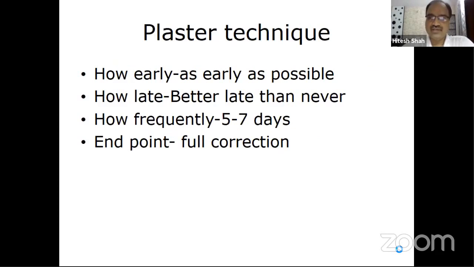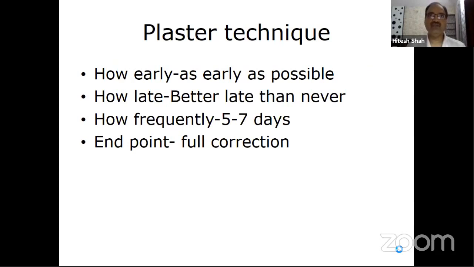When to start the Ponseti or plaster manipulation? It should be started as early as possible. Many people were worried before because of the softening of the neonate skin, but ideally it should be started within a week of the child's birth. Why start early? If you start early, fewer casts will be required and the deformity would be supple. We can easily correct it.